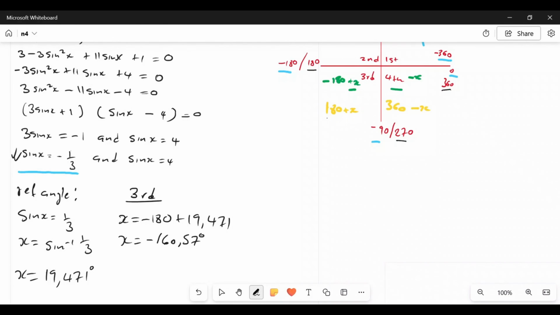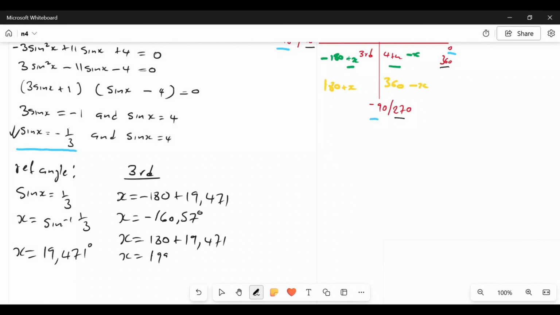Now when we go forward, like this one here, still on the third quadrant, we're going to say x is equaling to 180. This time around, it's plus 19.471. And then our x here is going to be 199.47 degrees. So we have these two x's, 1 and 2. This one here is the answer for moving in a backwards direction. And this one here is the answer when we are moving in an anti-clockwise direction, which is the positive direction, right, on the third quadrant.